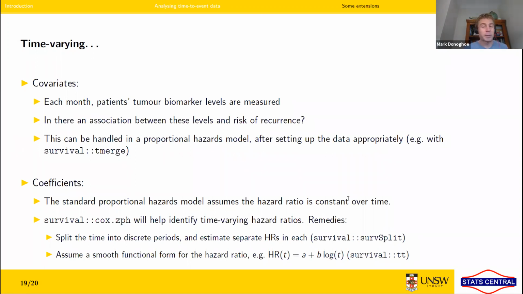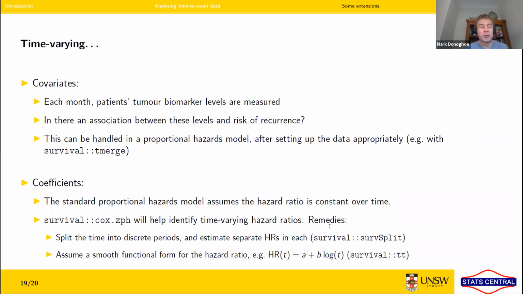So if we're trying to estimate it, we'll actually need to estimate a different hazard ratio at the earlier times and the later times. We can check to see if there's evidence that the hazard ratio is not constant. So there's a function in the survival package that will help identify hazard ratios that vary over time.